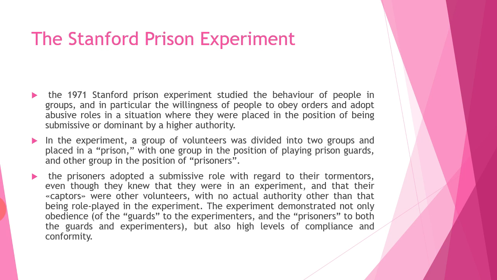Next comes the 1971 Stanford prison experiment. Here, the experiment studied the behavior of people in groups, and in particular, the willingness of people to obey orders and adopt abusive roles in a situation where they were placed in the position of being submissive or dominant by a higher authority. In the experiment, a group of volunteers were divided into two groups and placed in a prison, with one group playing prison guards and the other group playing prisoners.